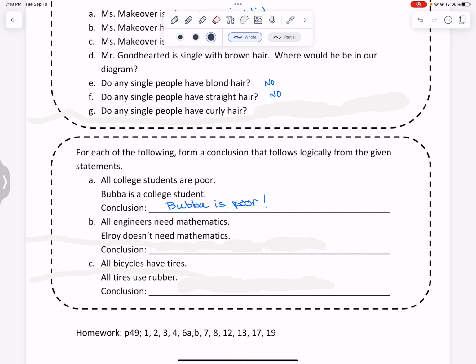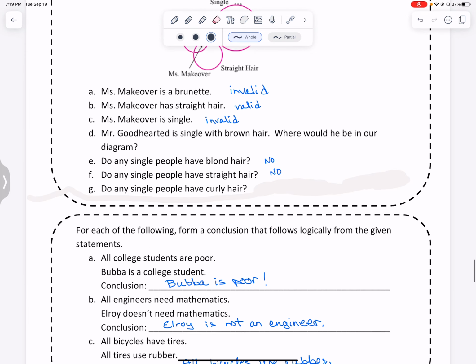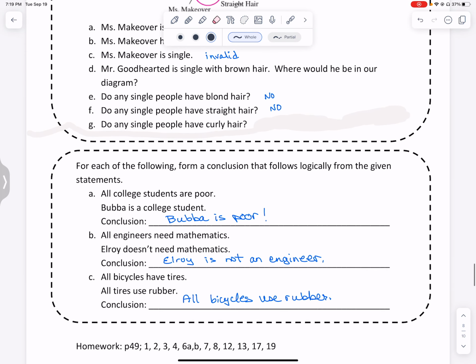All engineers need mathematics. Elroy doesn't need math. So Elroy is not an engineer. All bicycles have tires. All tires use rubber. So all bicycles must use rubber if you're going to make a bicycle. All right. We will do some more of these in class because there's a few little tricks that I need to show you.